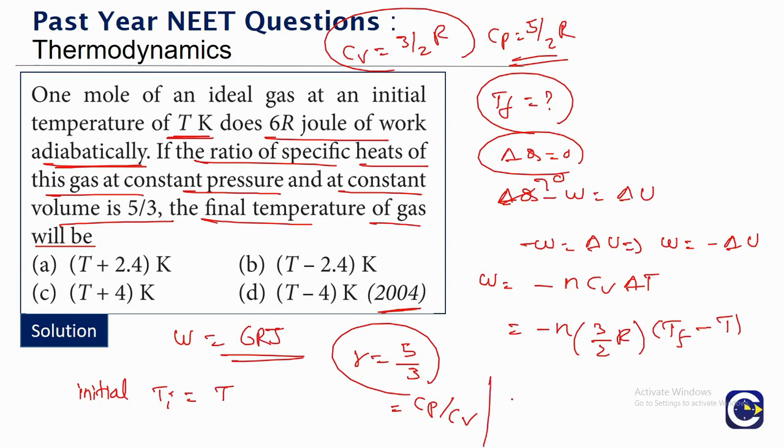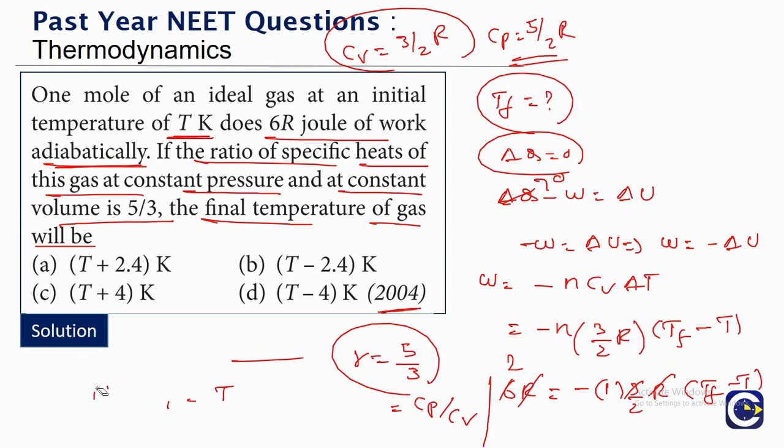So W is given as 6R, right? So we'll just substitute here. 6R is equal to minus 1 mole, means n is equal to 1, 3/2 into R, so R is cancelled. In fact, here 3 1s are, 3 2s are, that is also getting cancelled, into T final minus T. Okay, so we'll just erase the portion on the left side. So what we'll have on the left hand side is 2.